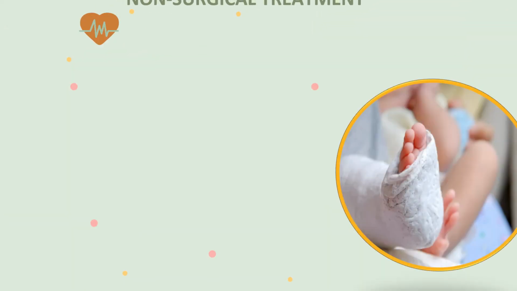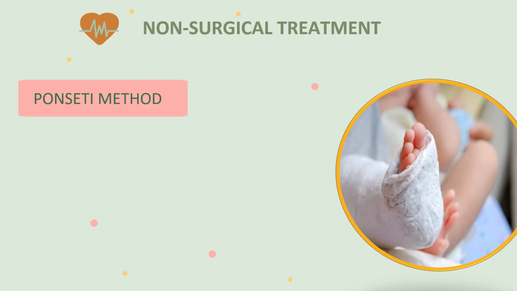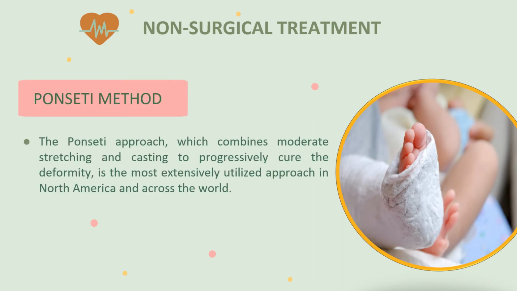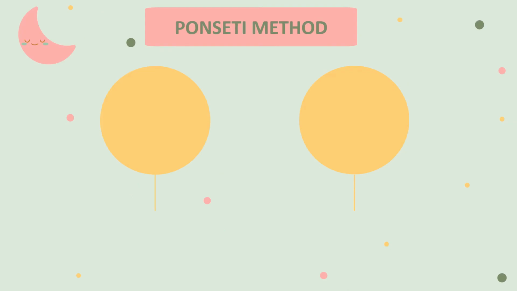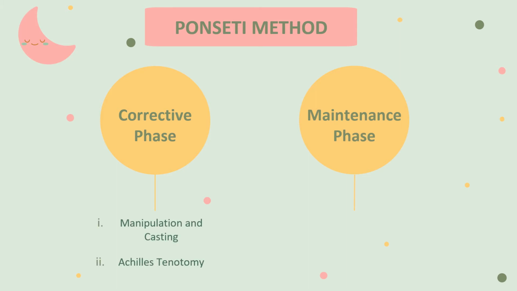The first intervention is non-surgical treatment, which is the Ponseti method. The Ponseti method is the most widely used technique throughout the world. It uses gentle stretching and casting to gradually correct the deformity. Treatment should begin soon after birth. There are two phases of the Ponseti method, which are the corrective phase and the maintenance phase. The corrective phase is manipulation and casting and Achilles tenotomy, while the maintenance phase is the foot abduction brace.